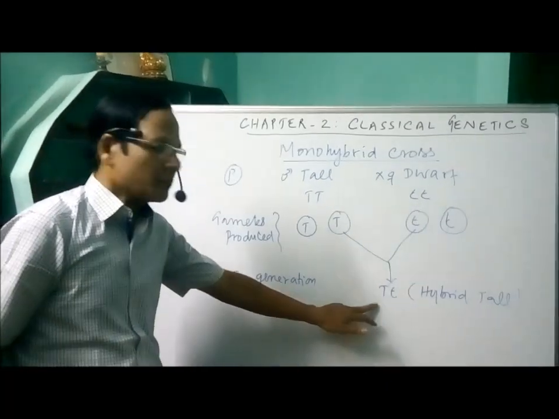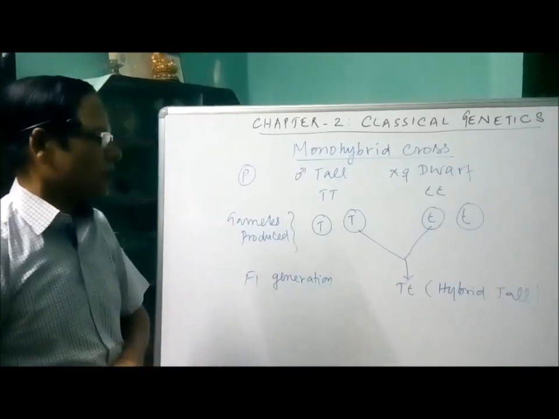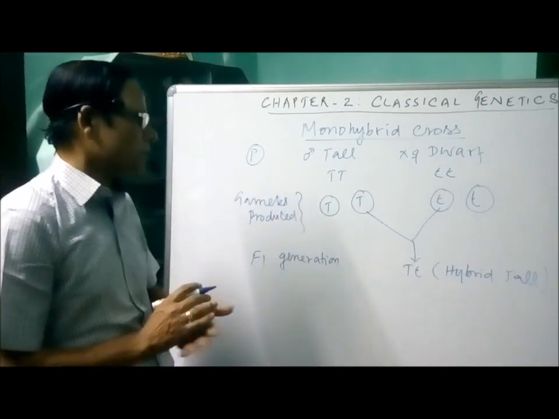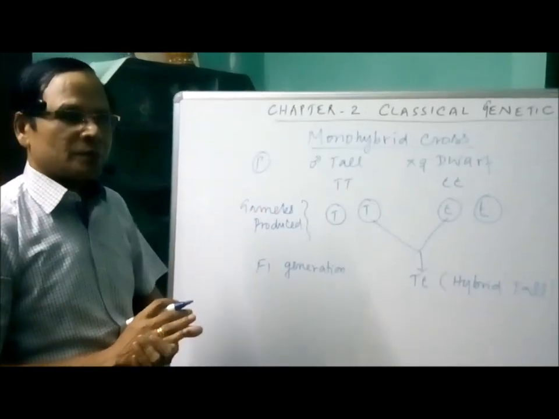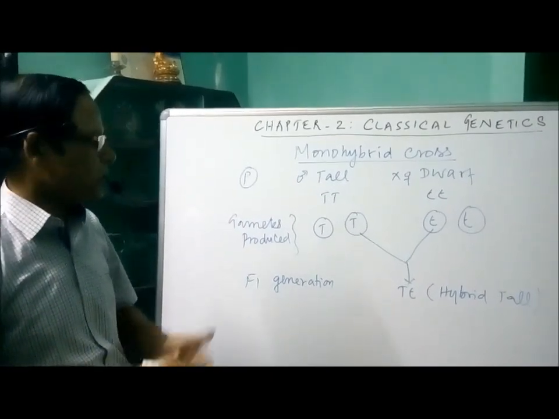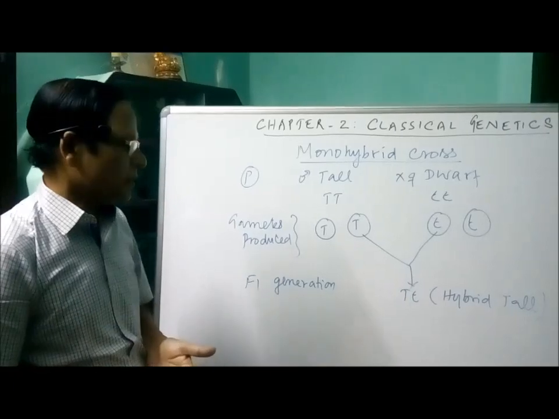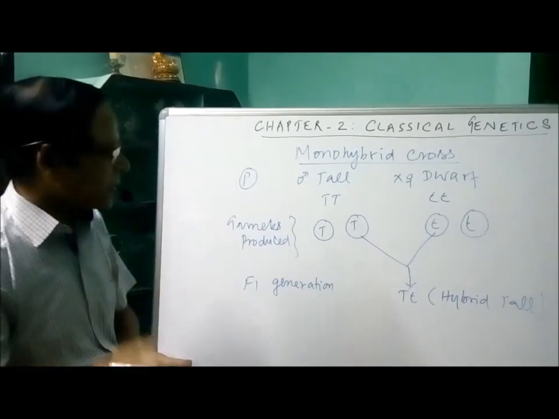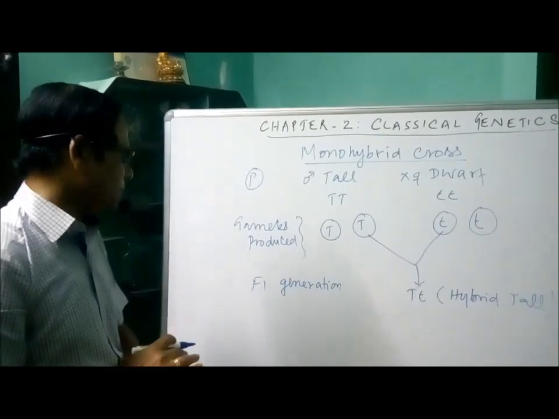As the tall character appeared in the F1 generation, it is considered a dominant character. That's why we are using the capital letter T. The other character, the dwarf character, is not seen. It is being masked, hidden. In the F1 generation it is called a recessive factor, and the character is called a recessive character.